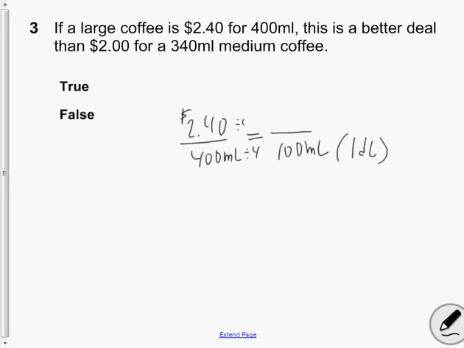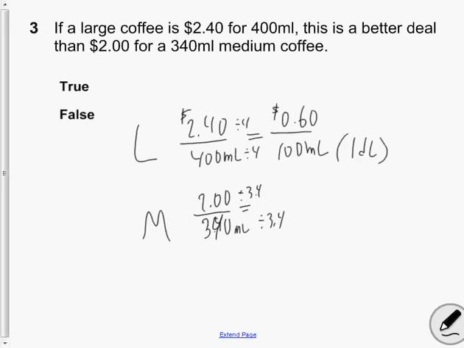And when we divide both by 4, we find out that it's 60 cents for 100 milliliters of the large. And the medium would be $2 for 340 milliliters. I could divide by 3.4, but instead I'm going to use a different method here. I'm going to set it up using the algebraic method.